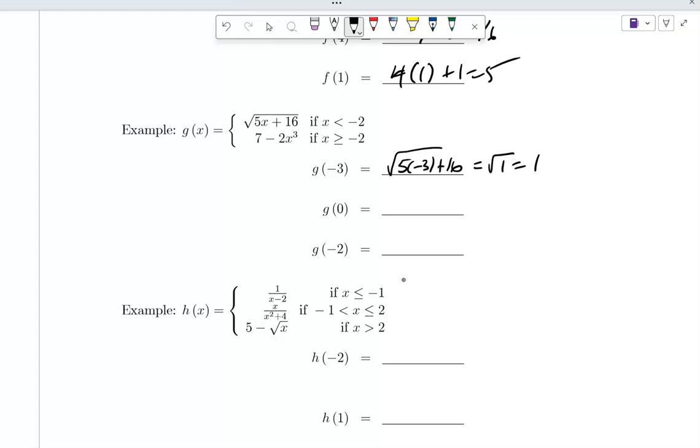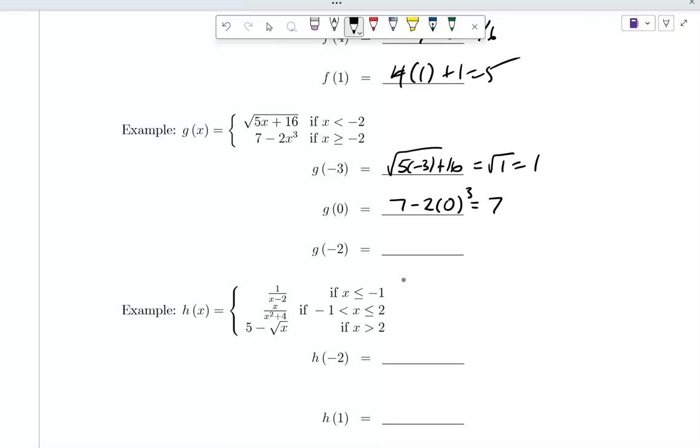Where does the 0 go? The bottom one. And what do you get when you plug 0 into the bottom one? 7. Good. Everybody okay with those two? And understand why we're plugging them into the different pieces? That's the important part with this, right? Making sure you understand where we plug them in.